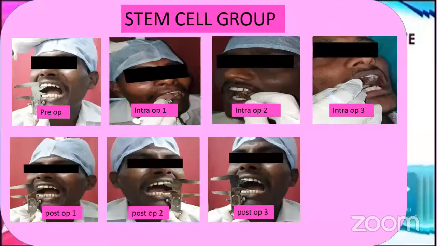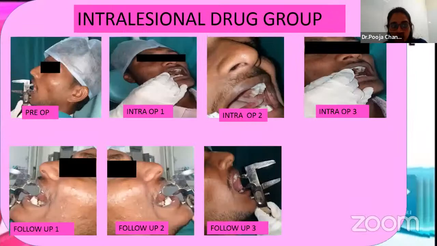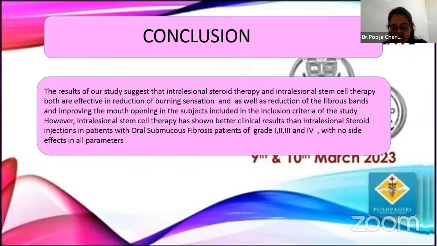These are the photographs of pre-op, intra-op, and post-op. And I would conclude my presentation by telling that the stem cells which I withdrew from the peripheral blood had stem cells, and the subjects had reduced burning sensation, and the mouth opening was considerably improved.